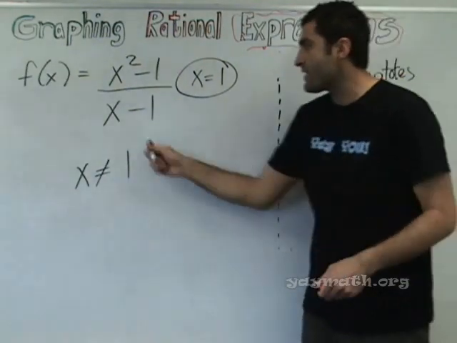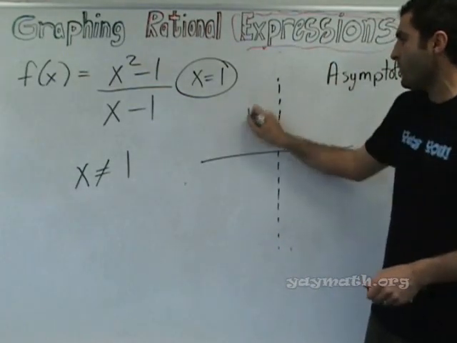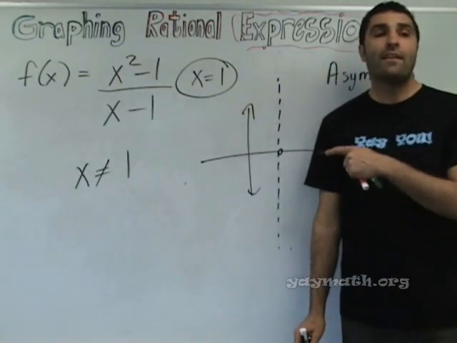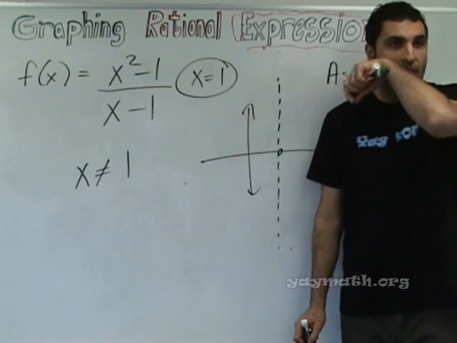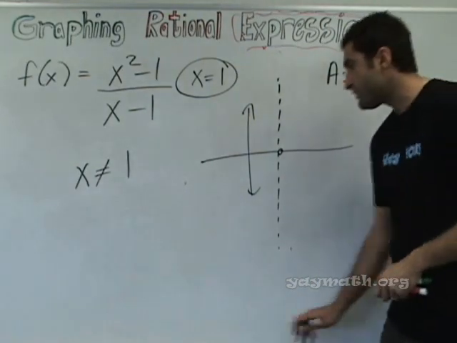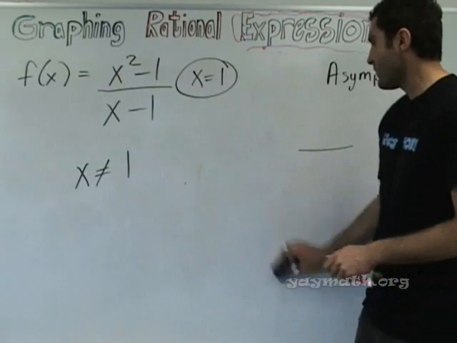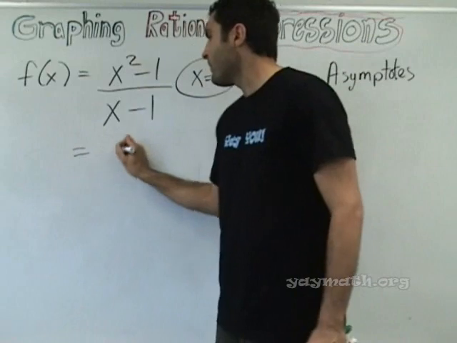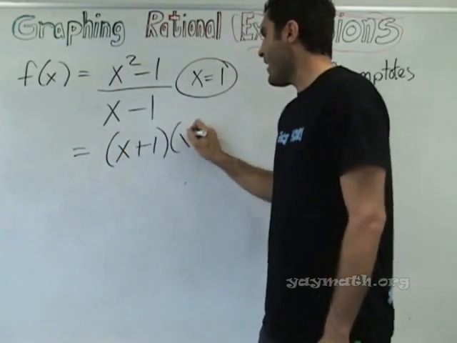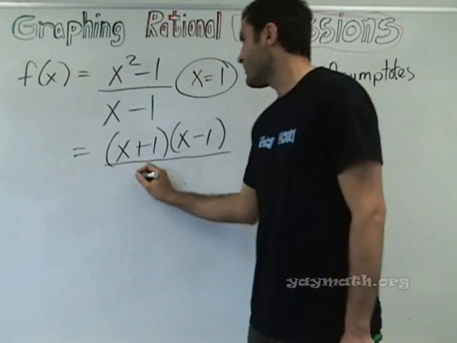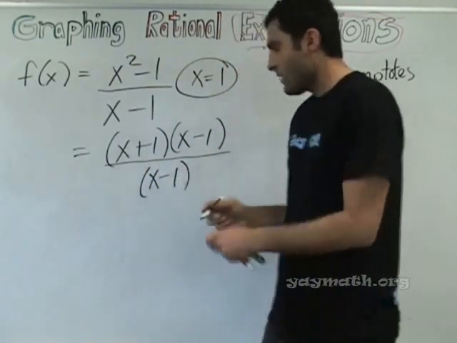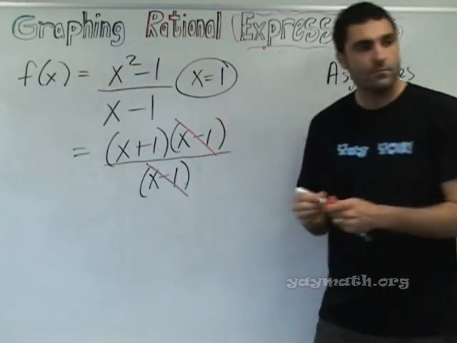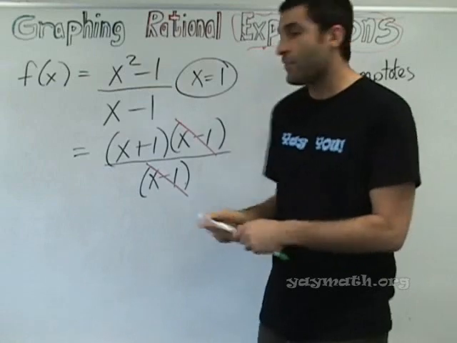So you're saying that it's tempting to say that the vertical asymptote will be here at x equals 1. But it's not, and I have to explain why. Because x squared minus 1 is actually a difference of squares, meaning x plus 1, x minus 1. So you cancel, and now these go. Yeah, but you said even if it cancels. You're right, I'm glad you remember that.